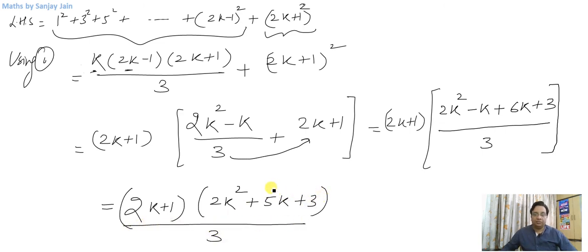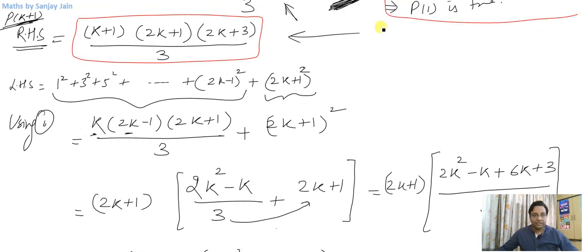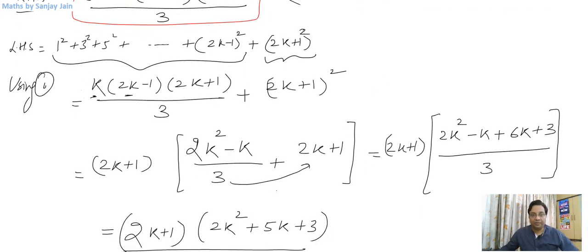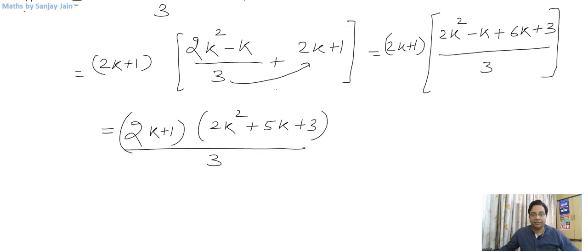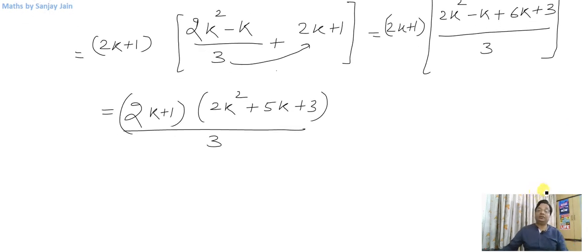And now you need to factorize this. Look at this. What are the factors that you will require? 2k plus 3 and k plus 1. So you already know the factors also. Okay, so let's look at how we can obtain these factors. This is pretty simple.